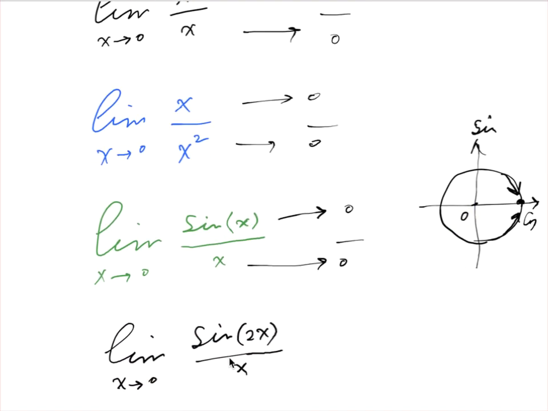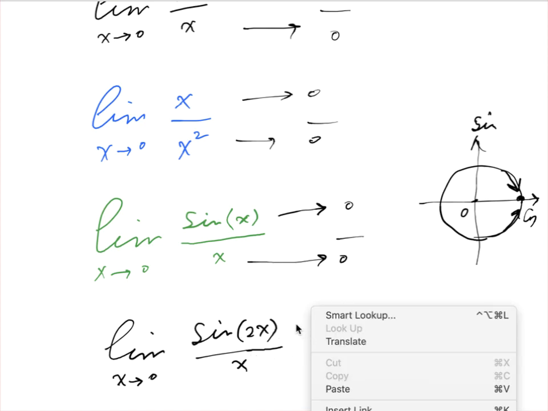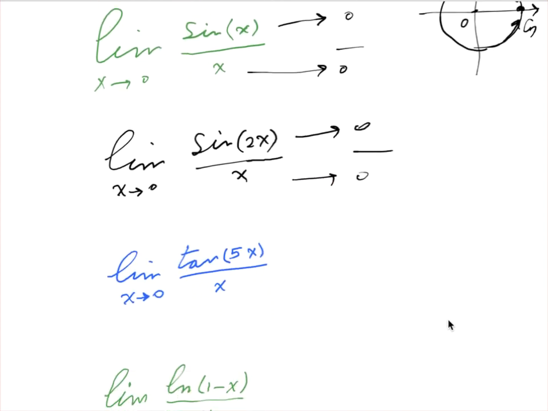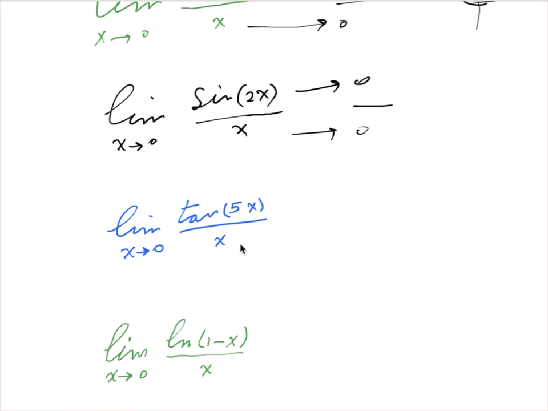And then similarly, sine 2x over x is also of type 0 over 0. Tangent of 5x over x is also, as x goes to 0, tangent goes to 0. Tangent of 0 is 0, because tangent is sine over cosine. Sine 0 is 0, cosine 0 is 1, 0 over 1 is 0. X goes to 0, so this is 0 over 0.